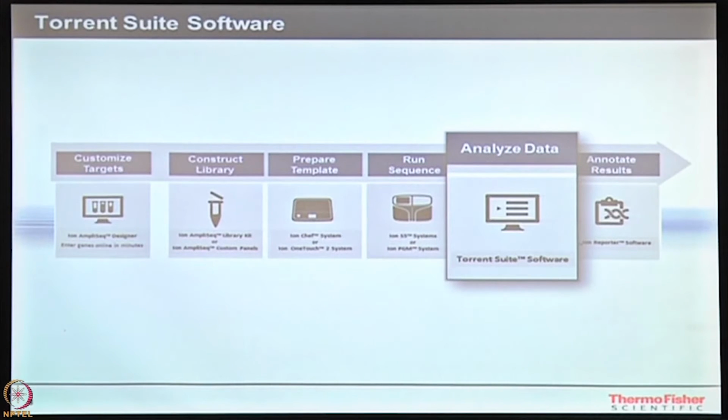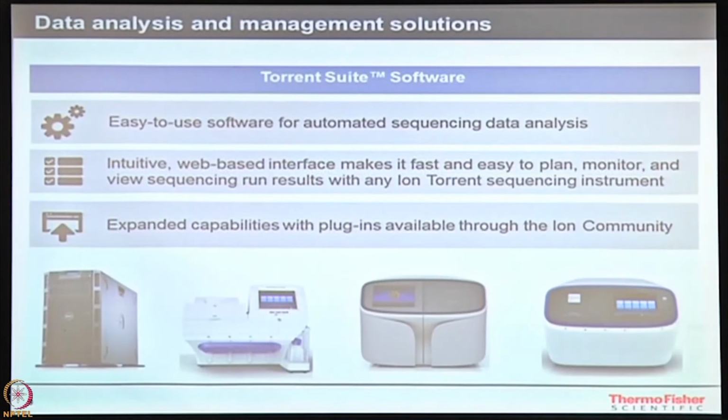For that, we have a tool called, sorry, I just explained a lot of things about the Torrent Suite software. To put it in a shorter way, you have automated sequencing data analysis, and the interface is web-based, where you can easily go to a website, go through the runs and reports, download the reports in PDF, and run different plugins that are available for doing analysis, okay?